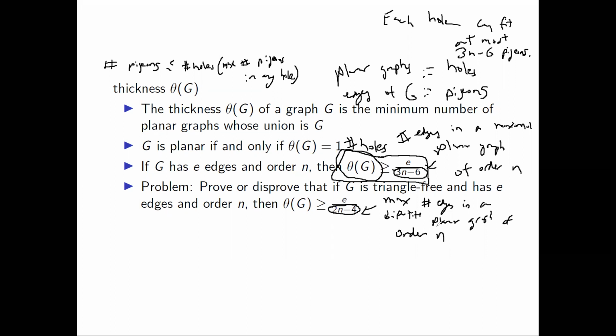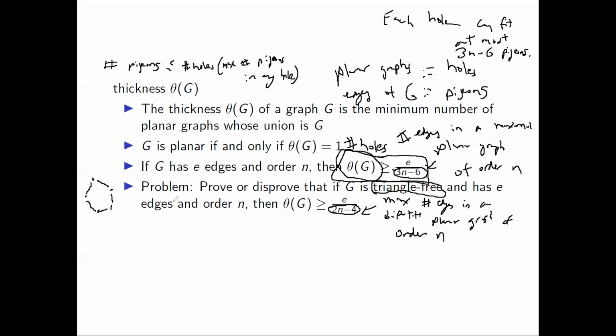Now, this problem is not about bipartite planar graphs. It's about triangle-free graphs. So we know that all bipartite graphs are triangle-free, but there are triangle-free graphs which are not bipartite. For example, here's one which is triangle-free but not bipartite. C5. Not bipartite, but triangle-free.